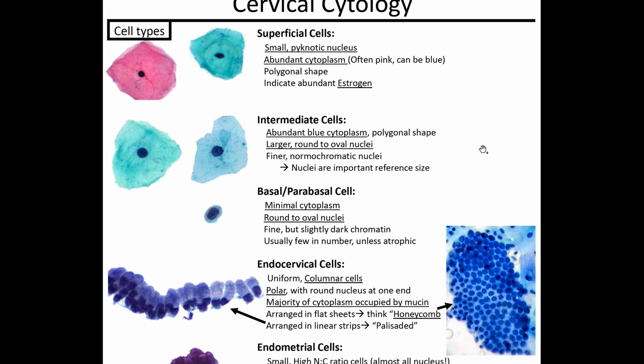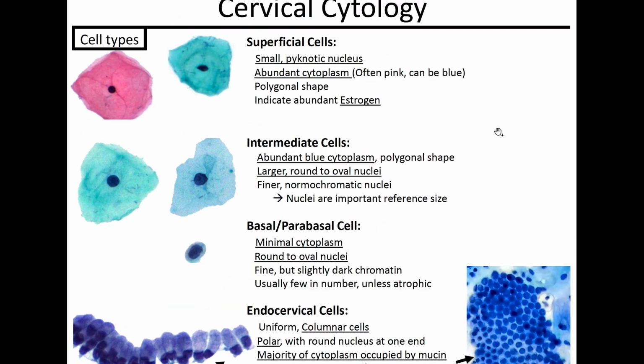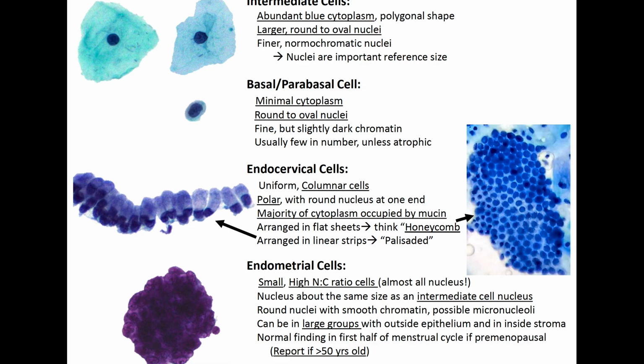Of course these are going to be specimens that you see when you're looking at a pap smear, so cervical cells. And these first cells are superficial cells, which, as the name would suggest, are more superficially located, and they're going to have a small pyknotic nucleus with abundant cytoplasm. They're often pink, but they can be blue, and if you see superficial cells, that's going to indicate abundant estrogen is present.